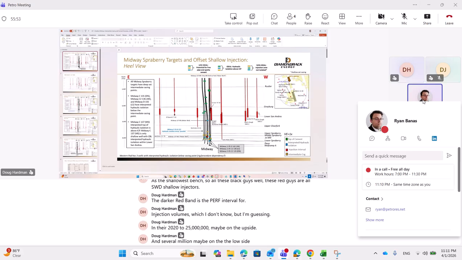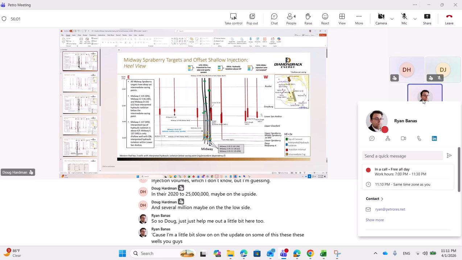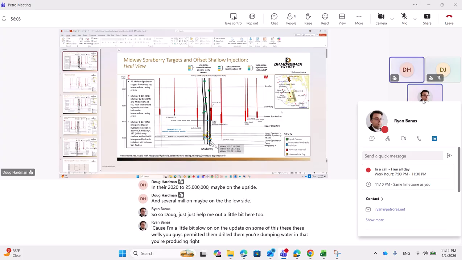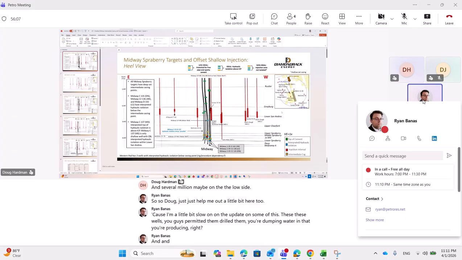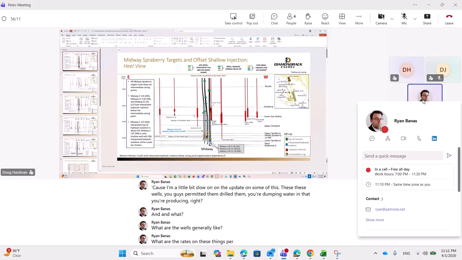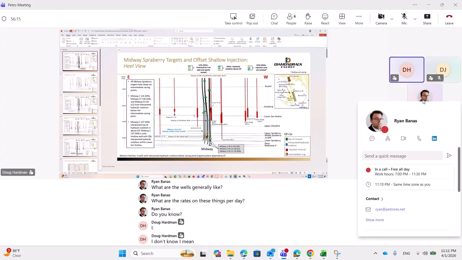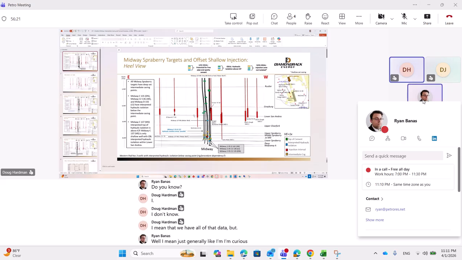So Doug, just help me out a little bit here too, because I'm a little bit slow on the uptake on some of this. These wells, you guys permitted them, drilled them, you're dumping water in that you're producing, right? Yes. And what are the wells generally, like what are the rates on these things per day? Do you know? I don't know. I mean, we have all of that data, but just generally, I'm curious about what they're permitted at.